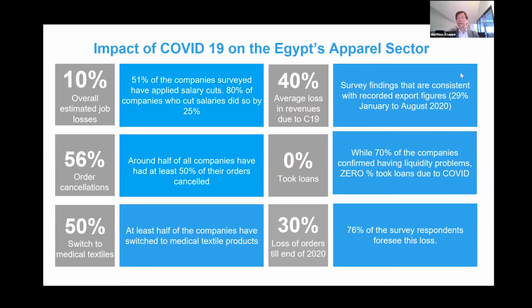70% of the companies that we interviewed confirmed that they have liquidity problems. Despite this, none of these companies has taken any loans. This says something about the banking system, maybe in Egypt. 50% of the companies have been switching to producing medical textiles or medical garments, mainly personal protective equipment, PPE. And in our stakeholder meeting, we concluded that by the end of 2020, approximately 30% of the orders of the previous year will have been lost, and more than three quarters of the respondents confirmed this loss in the interviews. So these are some highlights of findings in Egypt. The discussions are still ongoing, and we are finalizing the reports.